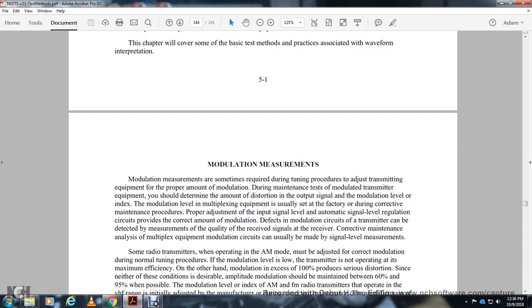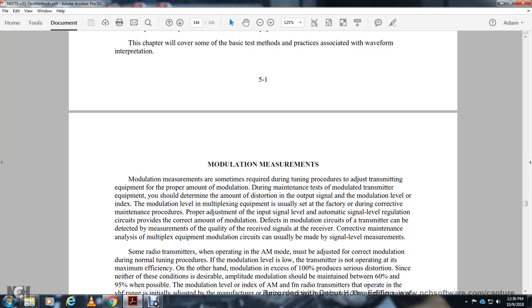Modulation measurement is sometimes required during tuning, to adjust the transmitting equipment for the proper amount of modulation during maintenance of the modulated transmitter. The equipment is used to determine the amount of distortion, the modulation level, and the index of modulation. In multiplexing equipment, this is usually shipped from the factory adjusted, and checked during corrective maintenance.